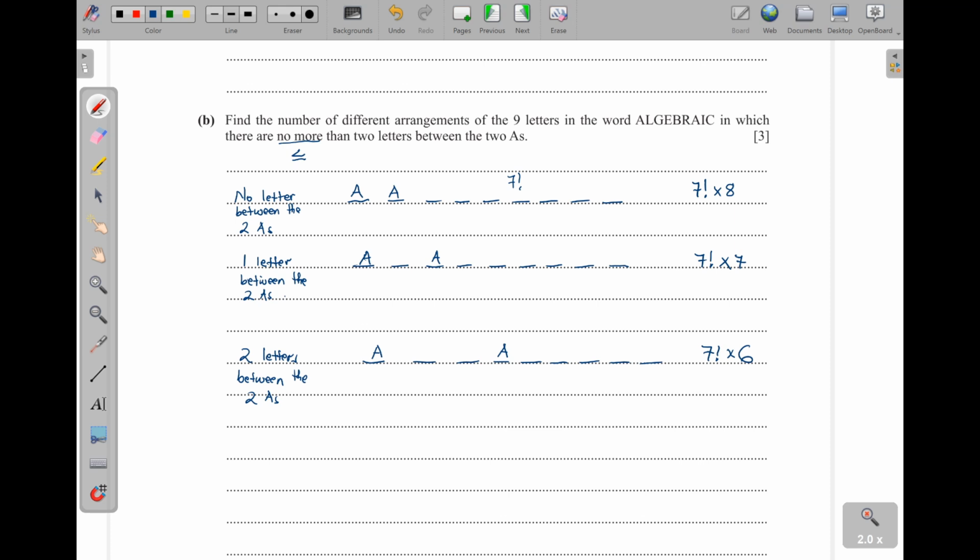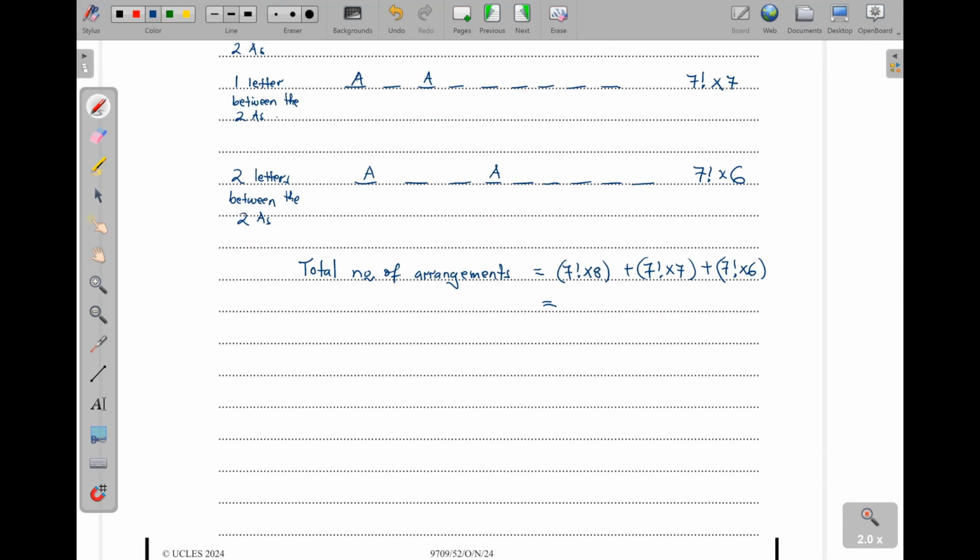So meaning our total number of arrangements is going to be that 7 factorial times the 8. Then we have 7 factorial times the 7. And then we can have 7 factorial times 6. In other words, this one can be given as 7 factorial is common.